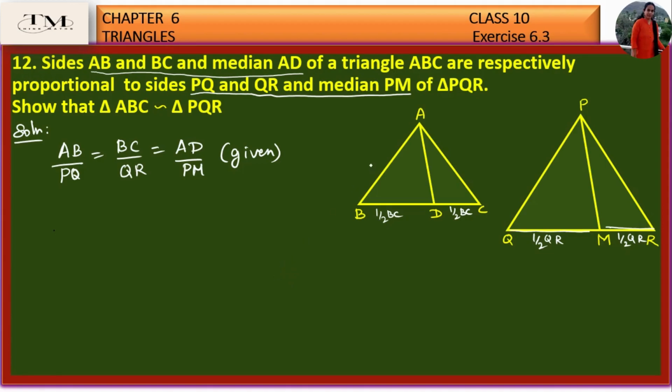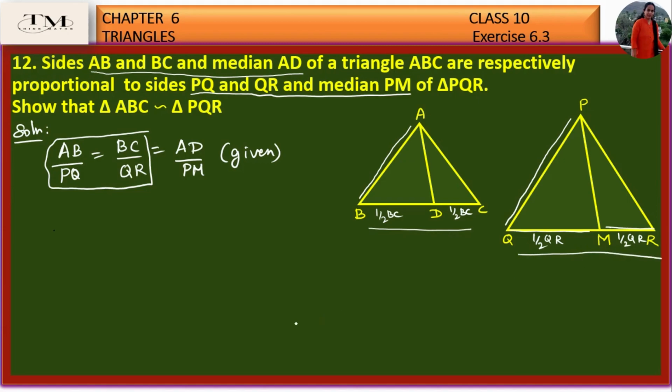So now we have to prove triangle ABC, this full triangle ABC and this triangle PQR are similar. Now consider first two ratios. AB by PQ is equal to BC by QR. Okay, so these two sides are proportional. So what is the angle between these two sides? Angle B and angle Q. So if we show angle B is equal to angle Q, then we can say that triangle ABC is similar to triangle PQR by which property? SAS. So two sides and an angle is proportional. So we can use that property.